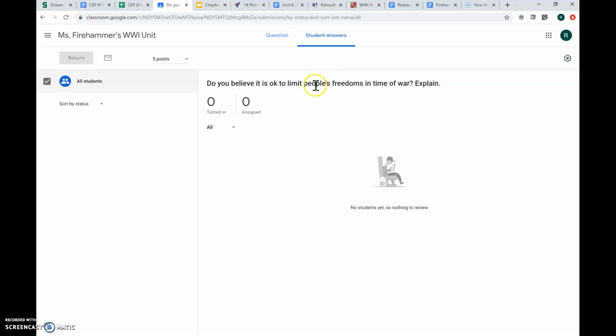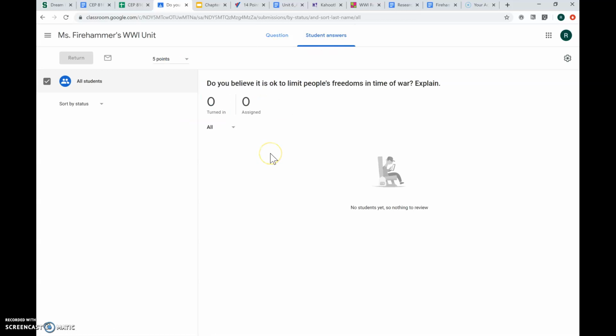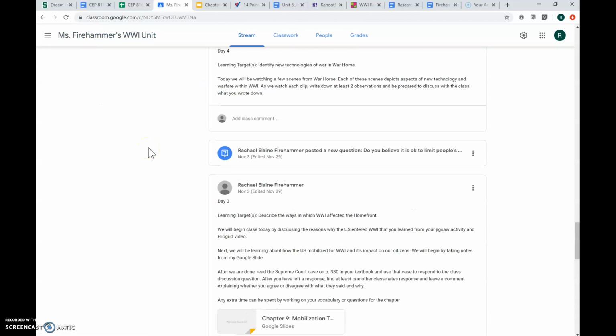This first one goes along with the fact that they were to read a Supreme Court case that took away some people's freedoms during the war, and do they think that's okay? Here they comment on it, and then they have to comment on somebody else's as well. It's a great way for them to engage in the material, and a great way for me to see what they got out of the reading that they had to do.